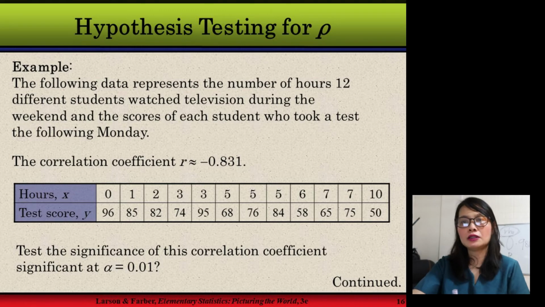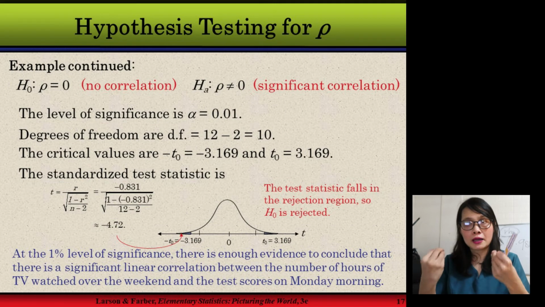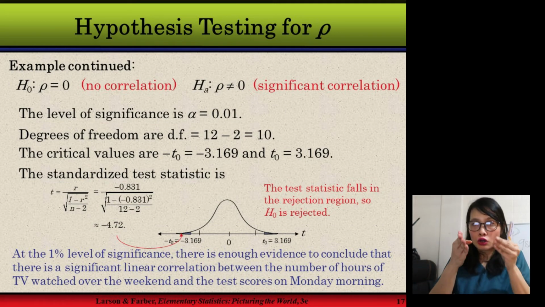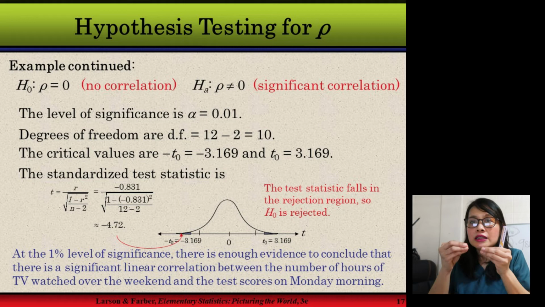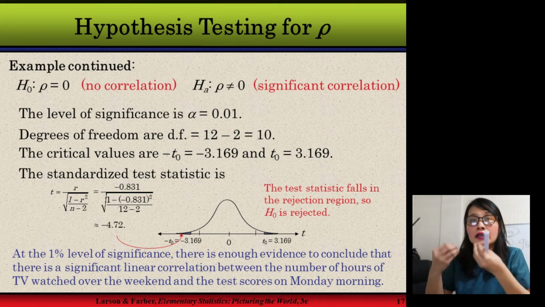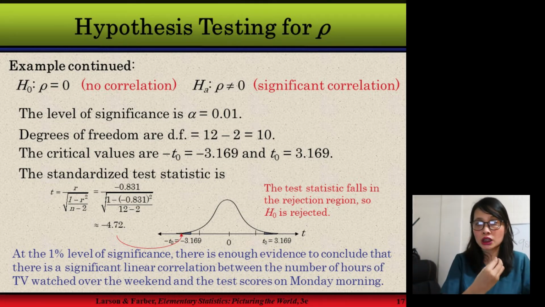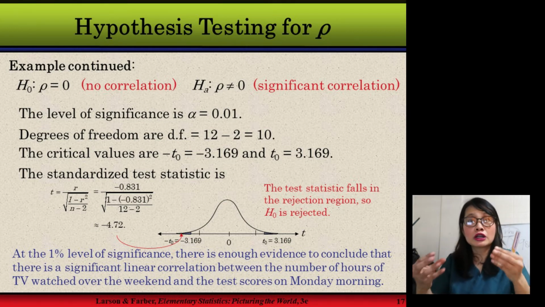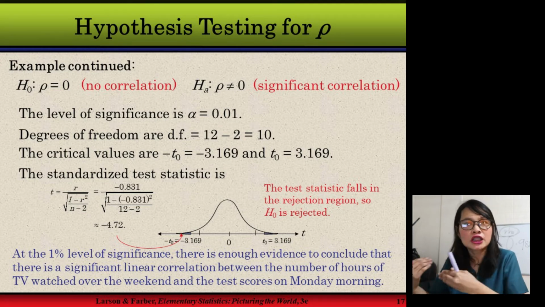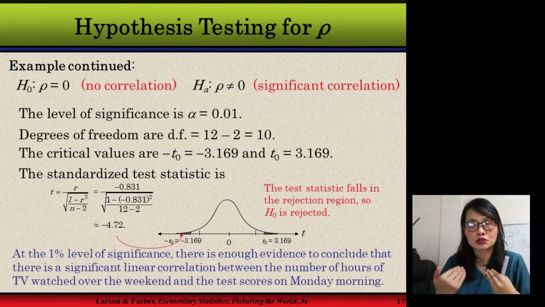Let's continue. First, you need to formulate your null hypothesis and alternative hypothesis. Your null hypothesis: the population correlation is equal to 0, meaning there is no significant relationship between the number of hours spent watching television and the test score. That is your null hypothesis. When we say null hypothesis, it is an unchanged statement. So there's no significant relationship between the number of hours spent watching television and the test score result.